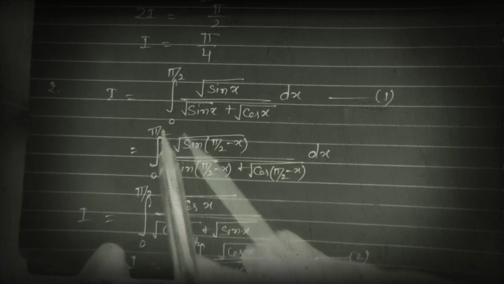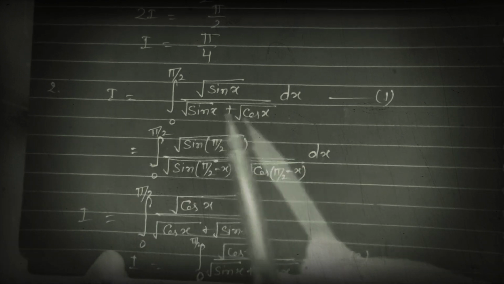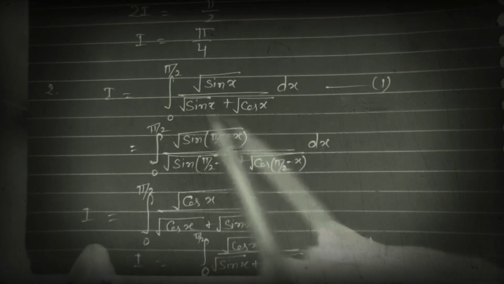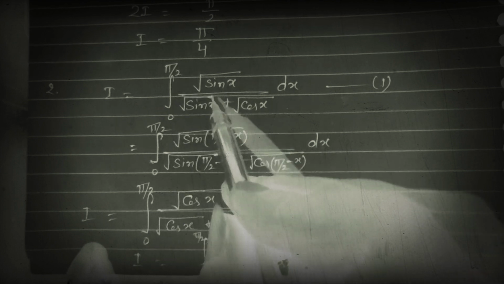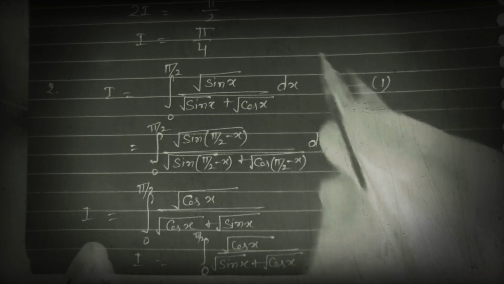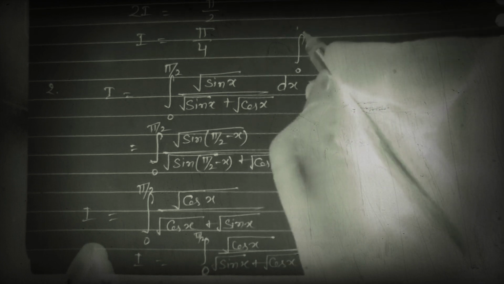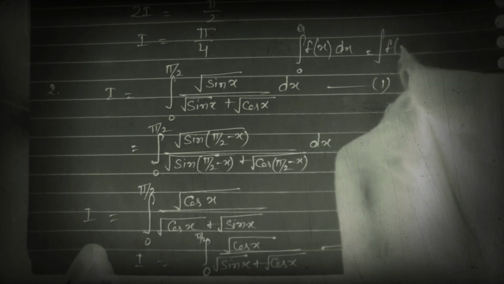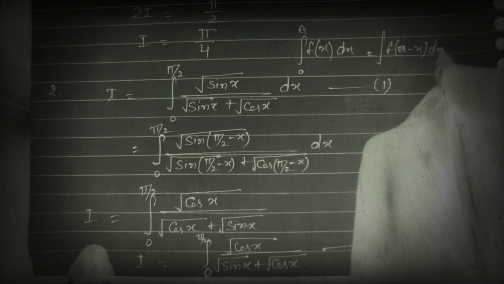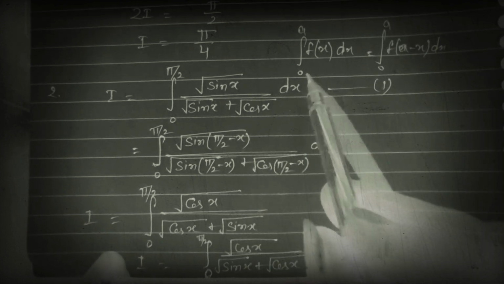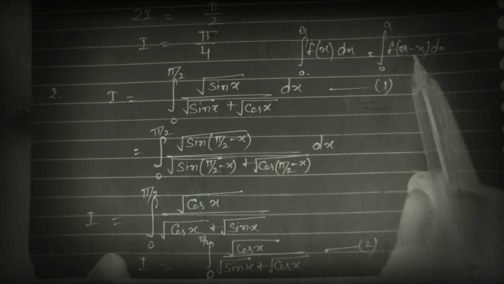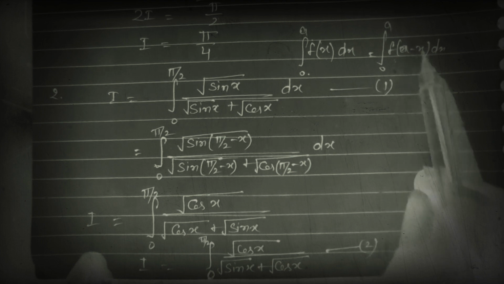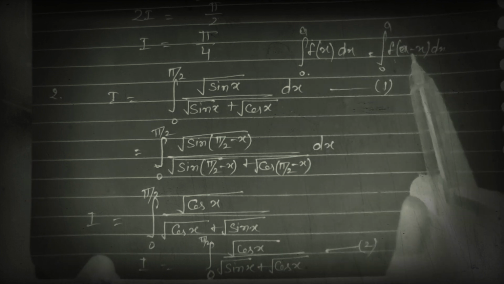This is related to the same property. Root sin x upon root sin x plus root cos x, limit is 0 to pi by 2. In this question we will use the same property. The integral from 0 to a of f(x) dx can be written as the integral of f(a minus x) dx, limit 0 to a. Using this property, you have to write down which property you are using. So we can replace x by a minus x.